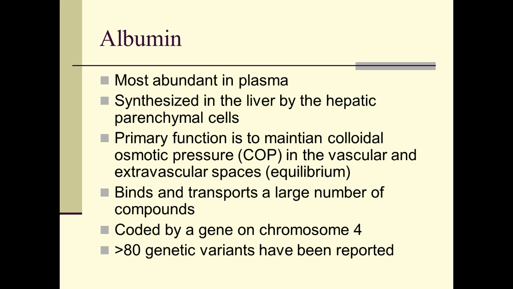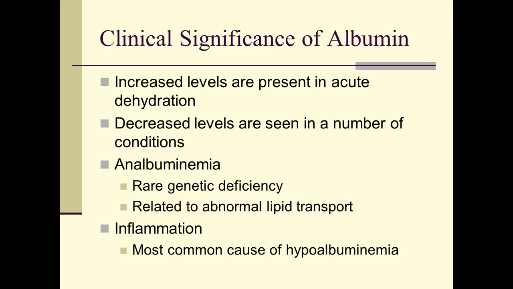But the first protein I want to talk about is albumin. He is the most abundant in the plasma. He's synthesized in the liver by the hepatic parenchymal cells, and his primary function is to maintain osmotic pressure. So you don't want to have too much, you don't want to have too little. He binds and transports a large number of compounds. Usually, he's only increased with dehydration. We don't see that albumin level increased in a whole lot of things other than dehydration. Although we do see decreased levels in a lot of cases.